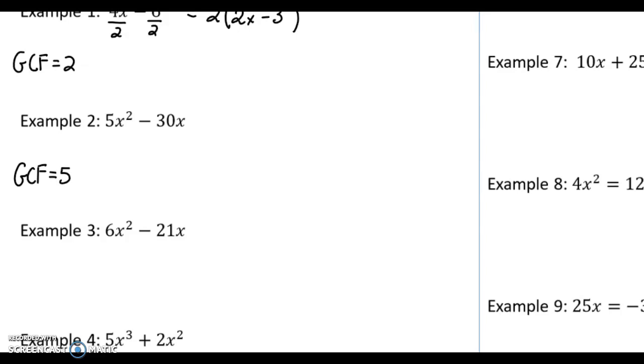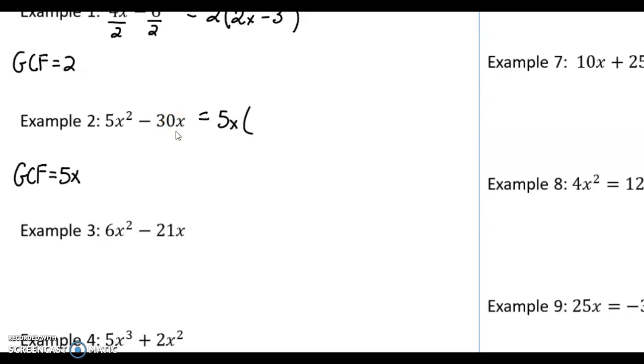Now this one's different because it has variables. You see it has an x squared right here and an x right here. So the greatest thing they have in common is an x. You can't say they both have an x squared because that's too large. The 30 doesn't have an x squared, it has an x. So when I look for the variable, that's where it gets a little weird. I look for the lower power of the variables because I know they both have that. So my GCF is 5x.